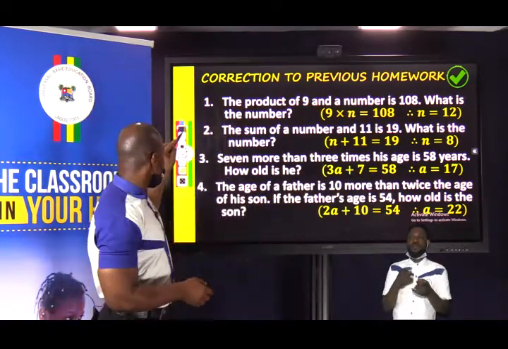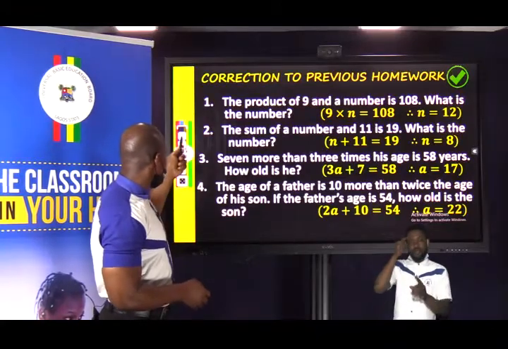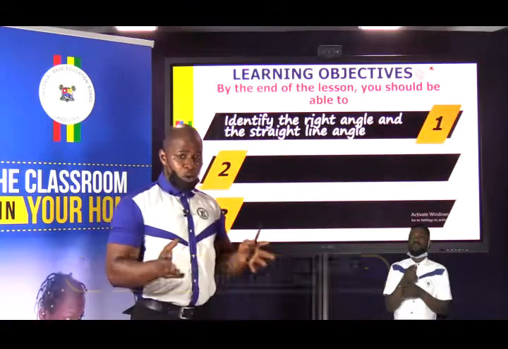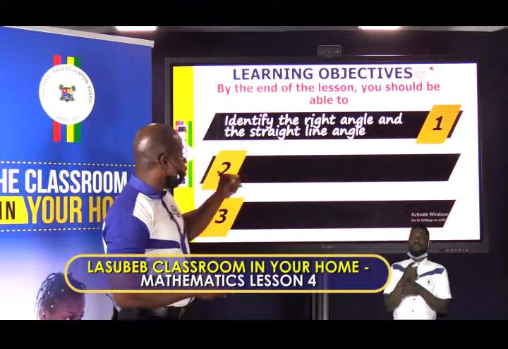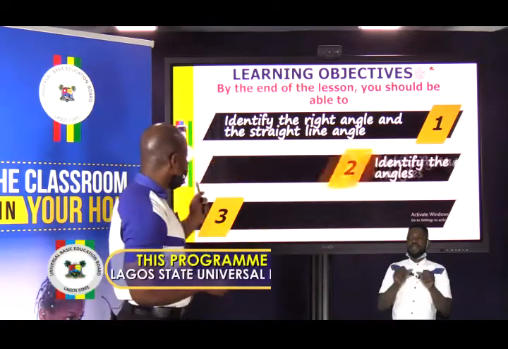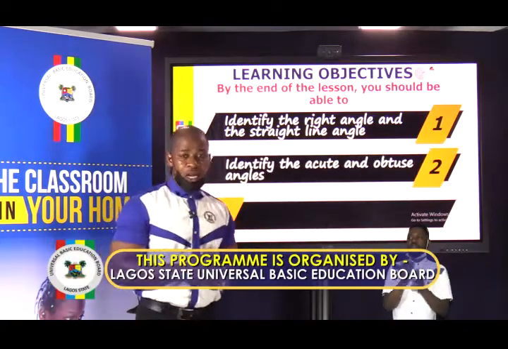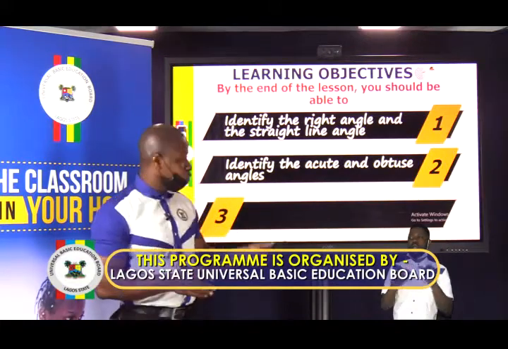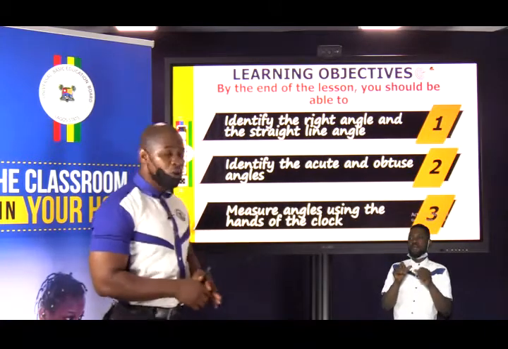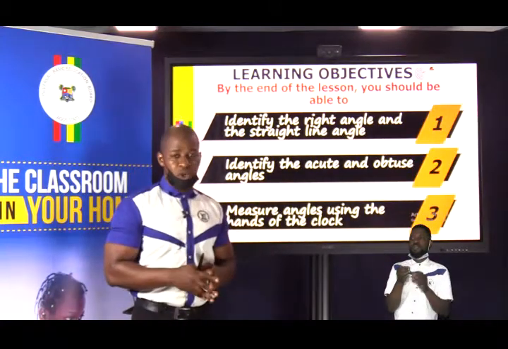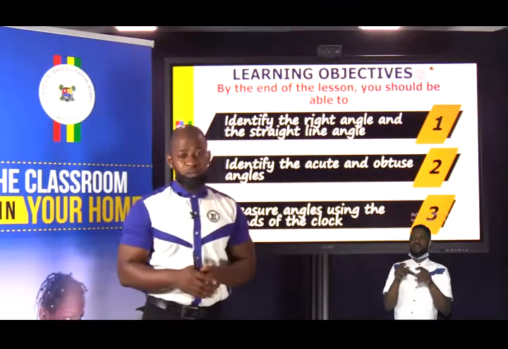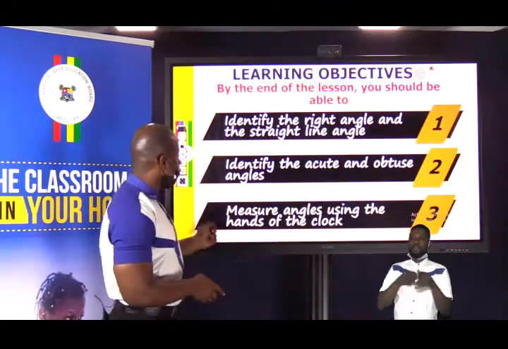Now, we will move on to the learning objectives for today. By the end of this lesson, what should we be able to achieve? We are going to be working with angles. So by the end of the lesson, you should be able to identify the right angle and the straight line angle. You should be able to identify acute angles and obtuse angles. And finally, you should be able to measure angles using the numbers on the clock face. So these are the things you should be able to do by the end of the lesson. So sit back and relax, and let's just get started.